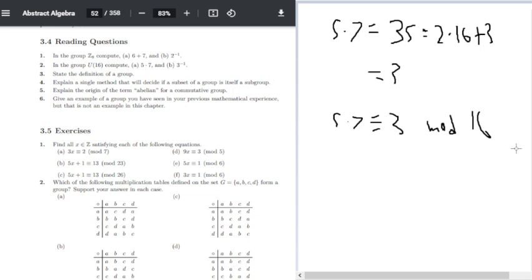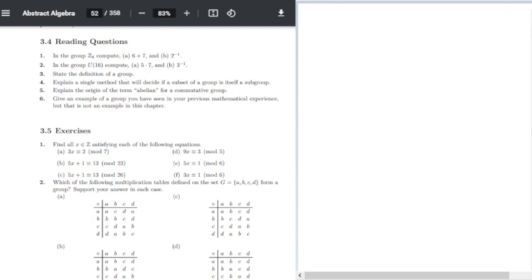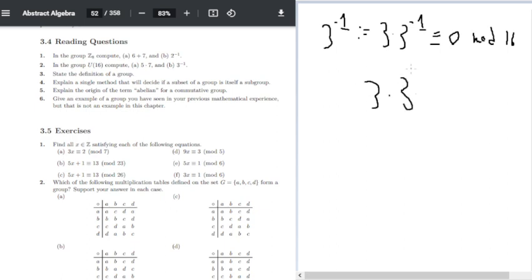As well. So for this, we have 3 to the negative 1 is the number such that 3 times 3 to the negative 1 is congruent to 0 mod 16, was it? Let me double check. Yeah, so 3 times 3 to the negative 1 equals k times 16. So we divide it by 3, so 3 to the negative 1 is equal to k over 3 times 16.